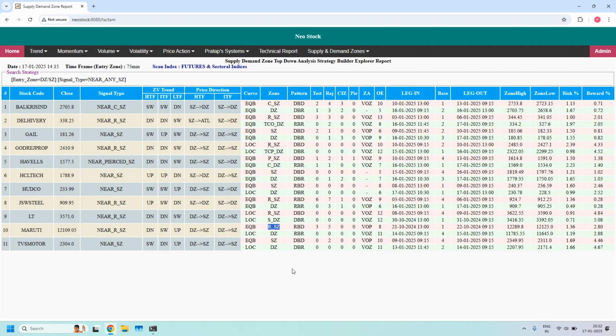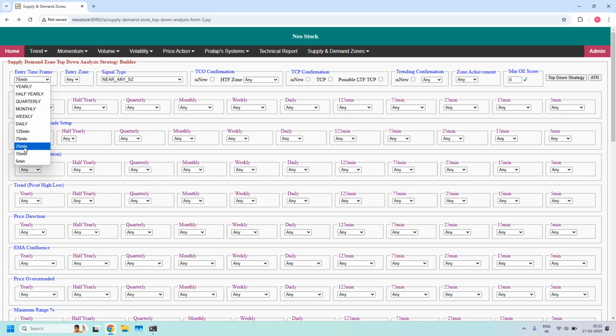And Maruti. So total 6 high liquidity zones identified, right? 1, 2, 3, 4, 5, 6. We have identified 6 high liquidity 75 minute supply zones from this list. Okay. So this is about 75 minutes time frame and also high liquidity zones. Daily and 75 minutes we completed. So next time frame is 25 minutes.